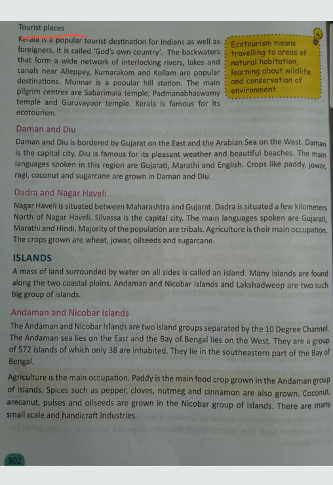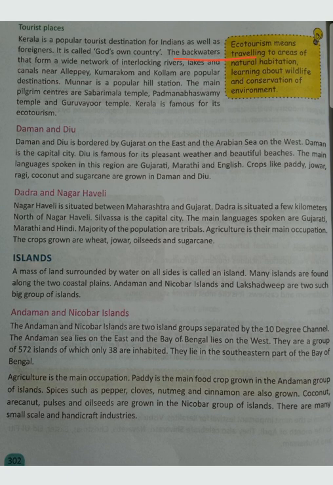Next, tourist places of Kerala. Kerala is a popular tourist destination for Indians as well as foreigners. There are many tourist destinations in Kerala, which are famous not only in India but across the world. Many people from across the world visit Kerala every year to see these places. It is called God's own country. So Kerala is called God's own country.